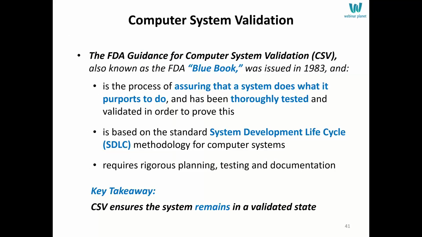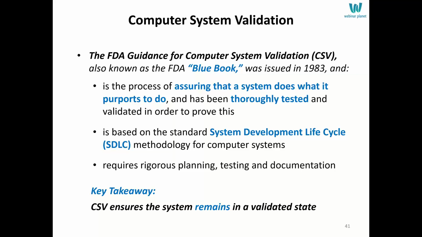Now, FDA first came out with the guidance for computer system validation in 1983, 40 years ago. It was called the Blue Book because it was issued on blue paper because there was no internet at the time. And the FDA made it very clear that validation is the process of assuring a system does what it purports to do and has been thoroughly tested to prove it. What does a system purport to do? That's the requirements, what it purports to do. You have to thoroughly test to make sure each requirement is met.